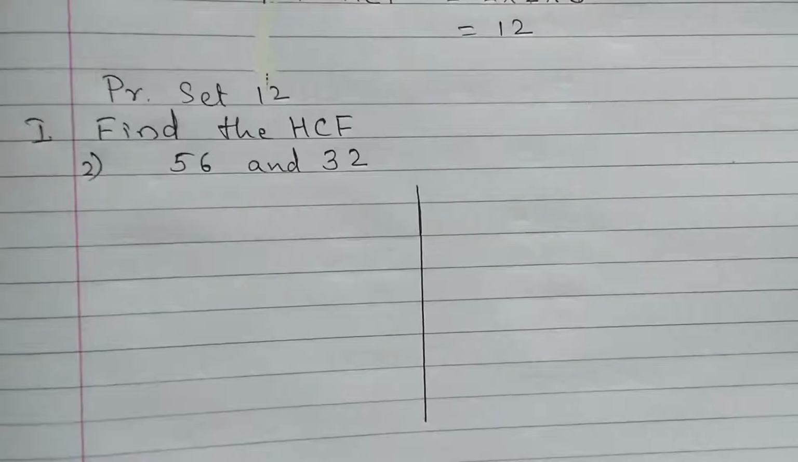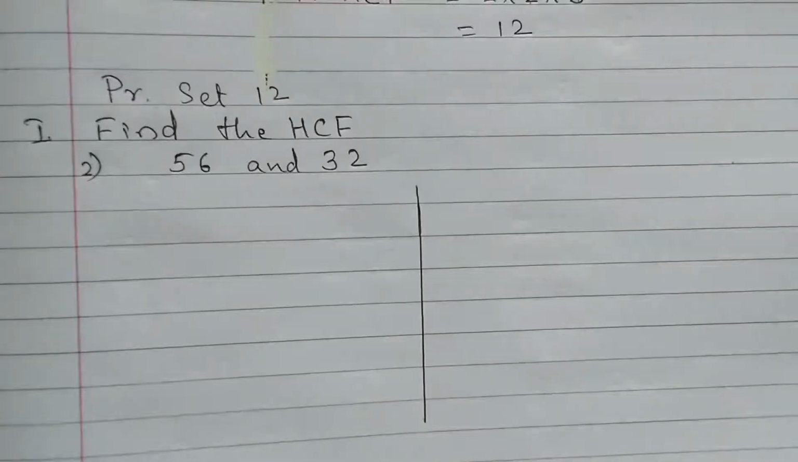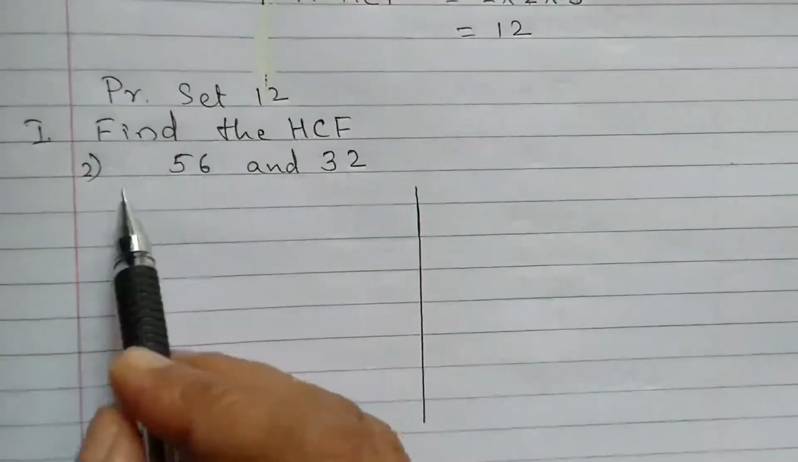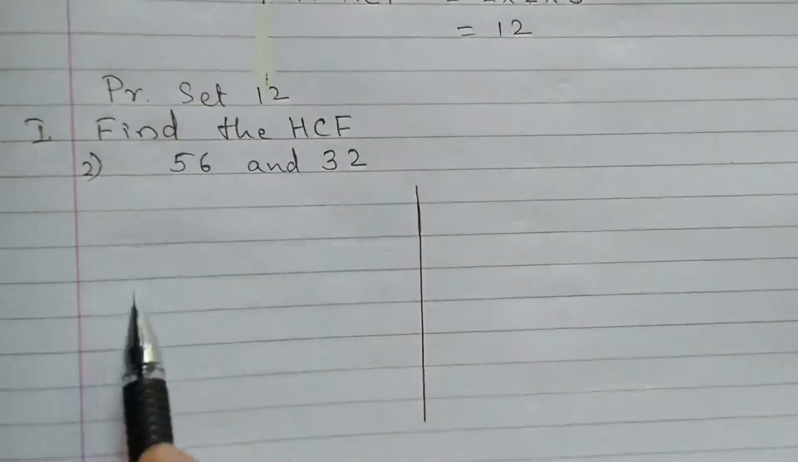Now let's solve a few questions from practice set number 12. The first question you had already solved in the example. We will move over to the second question. Find the HCF of 56 and 32.